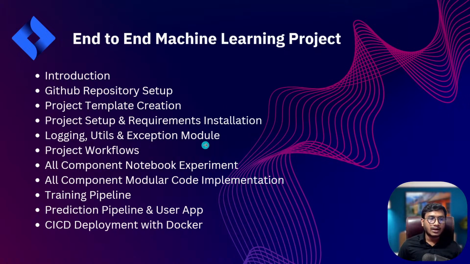Then we'll be starting with the logging, utility, and exception modules, because these three modules will help you debug your code going forward. We always need to write logging functionality in our code, as well as utility functionality, which gives you code reusability, so that you can use the same function again and again. Then we'll also use the exception module, because whenever you implement any project, there will definitely be some exceptions, and we'll learn how to handle them inside the exception module as well.